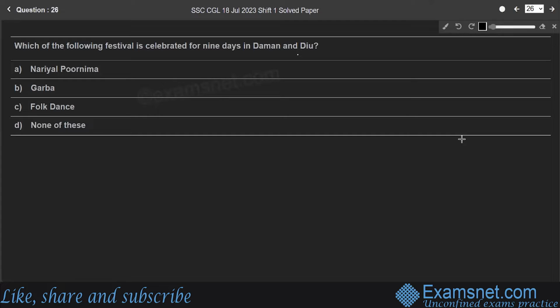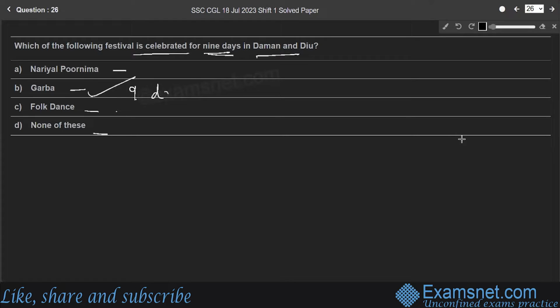Question 26. Which of the following festivals is celebrated for 9 days in Daman and Diu? Options are Nariyal Purnima, Garbha, folk dance and Analogies. Garbha festival is celebrated for 9 days in Daman and Diu, so option B is the right answer. The major festivals of Daman and Diu are Garbha Mahotsav, folk dance festival and Nariyal Purnima.